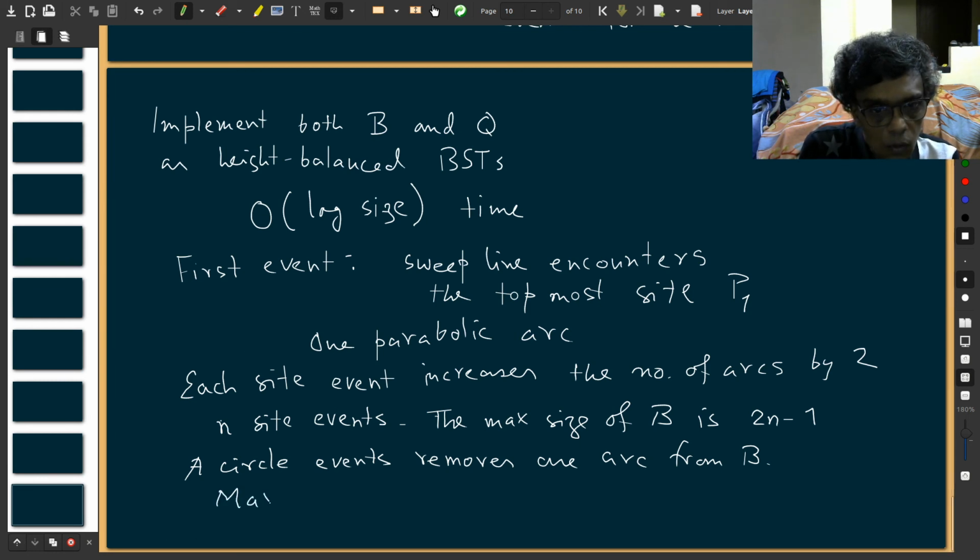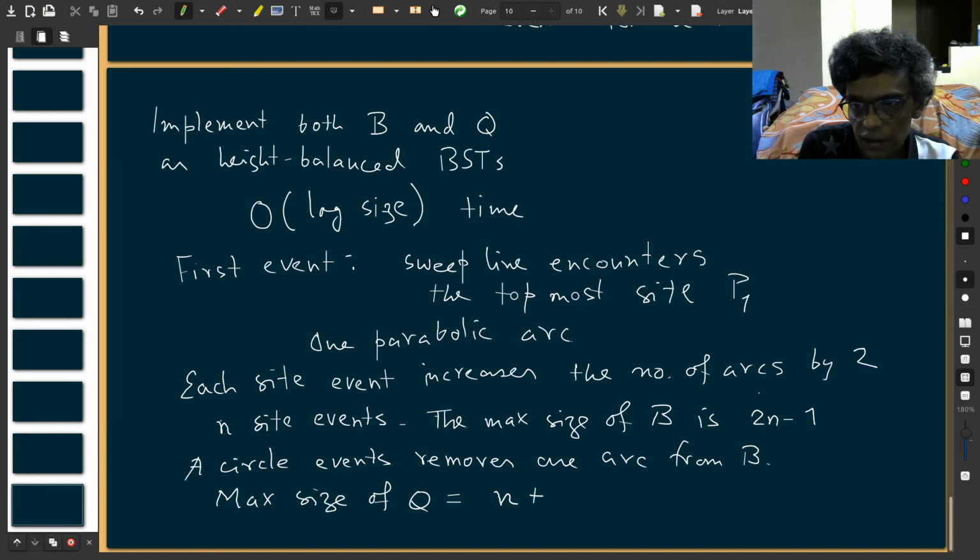More importantly, this also says that the maximum size of Q is, it can store n site events, and if the beach line is of this size, 3 consecutive arcs will give one circle event, and there are 2n minus 1 arcs, so you cannot have more than 2n minus 3 circle events at any point of time.